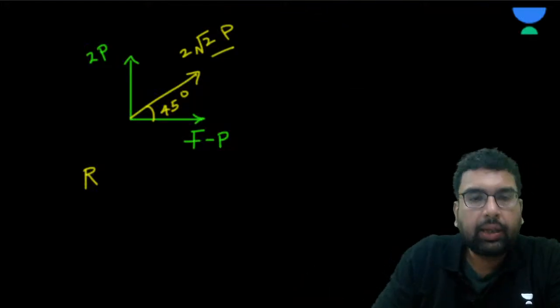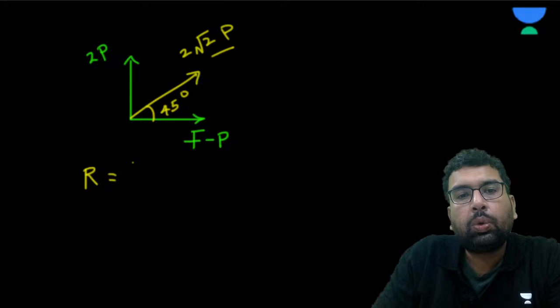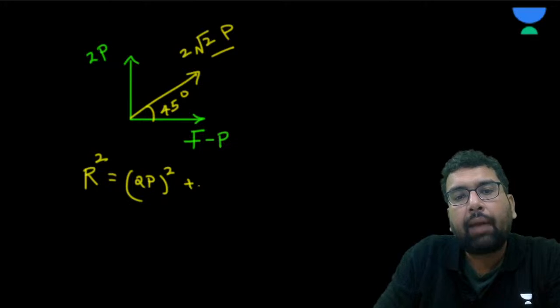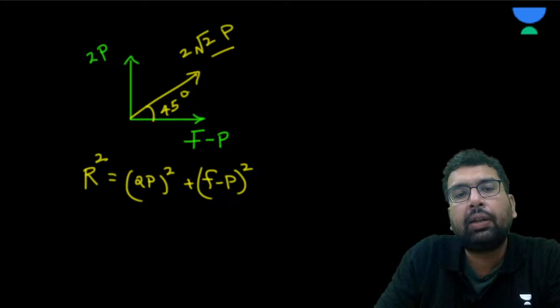So this is the resultant, and R square must be 2P whole square plus F minus P whole square, isn't it? Two forces acting perpendicular to each other, and the resultant shall be like this, isn't it? So now from here it will become R square. The resultant is given, so it will become 8P square, right? So I'll just put the value of the resultant.